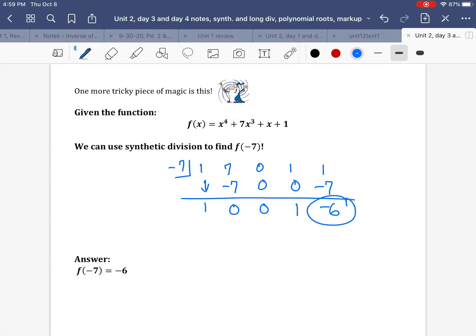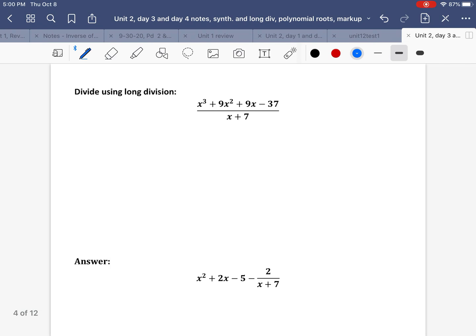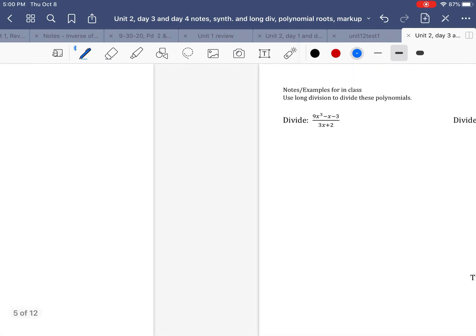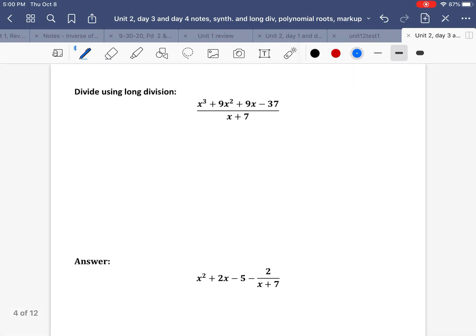And look at that. If you actually plug negative 7 into that big expression, you actually do get negative 6 if you try it on Desmos or your calculator or whatever. Okay? So that's a little trick you can use. You can use synthetic division to help you evaluate expressions for particular numbers. All right. So the last thing we're going to do is I'm going to show you a long division example. I think we'll just do one, and I'll save the other one for class, so not to make this too long. So here we go.